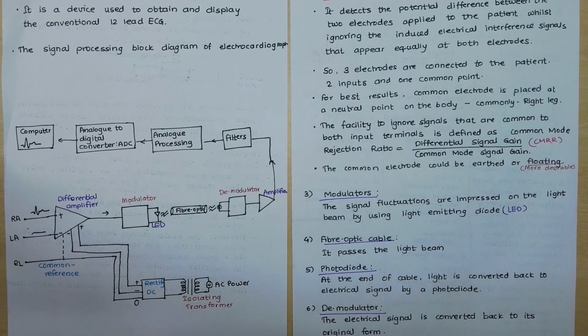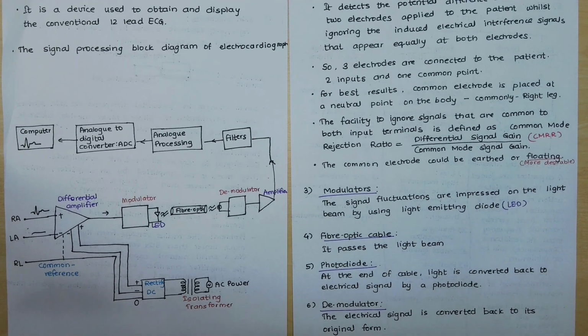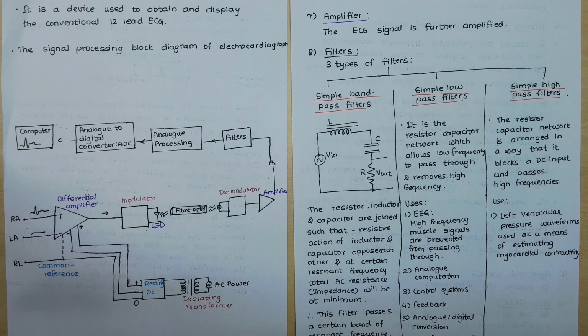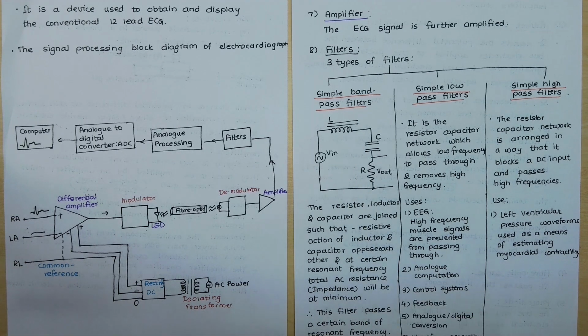Demodulator. The electrical signal is converted back to its original form. Next comes the amplifier. The ECG signal is further amplified. Then there are filters. There are 3 types of filters. Simple band pass filters, simple low pass filters, and simple high pass filters.